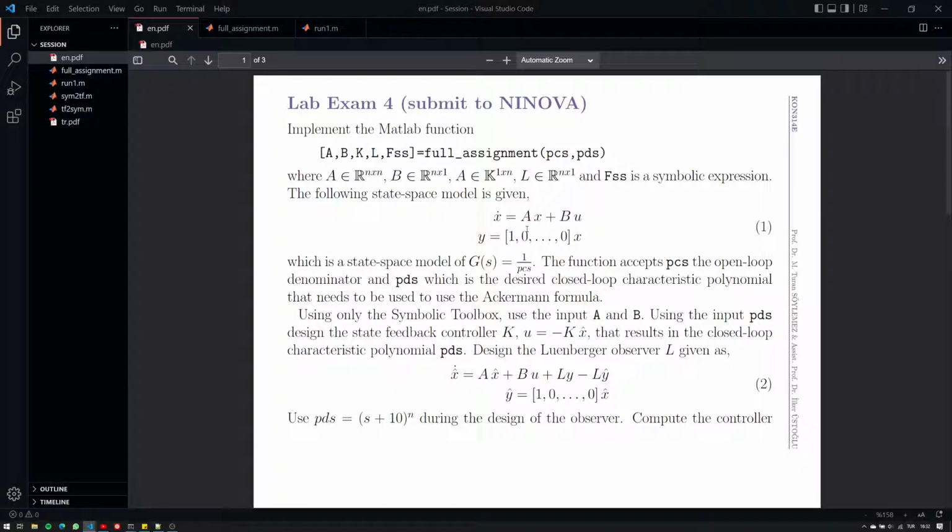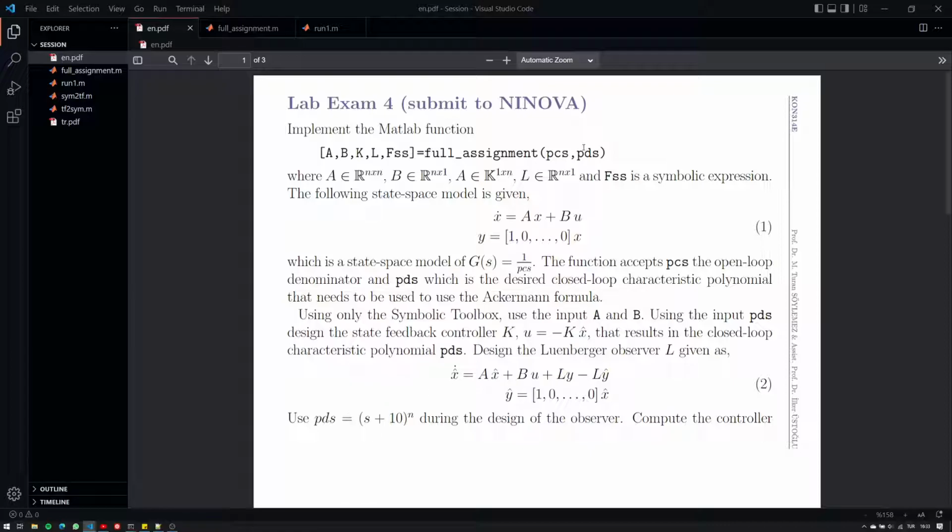Now, we have a specific system where the output matrix is 1, 0, 0, 0. And we have a state space model of G(s). So this one here is the model of this. And then, as we talked about the PCS and PDS inputs, we will use only the symbolic toolbox, and the A and B matrices should be calculated. We should design a controller, design an observer, and return the corresponding controller FSS.